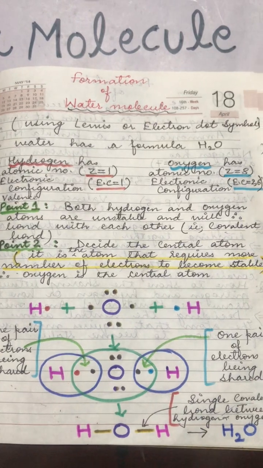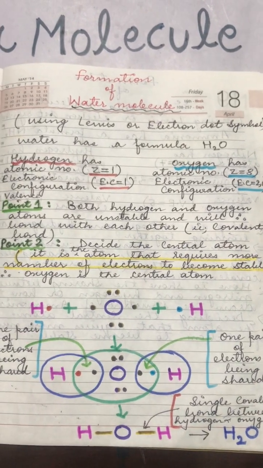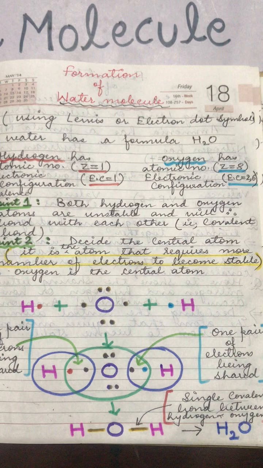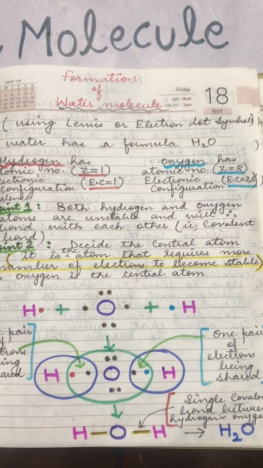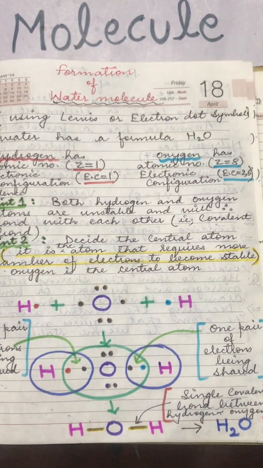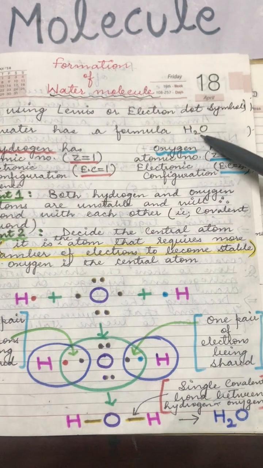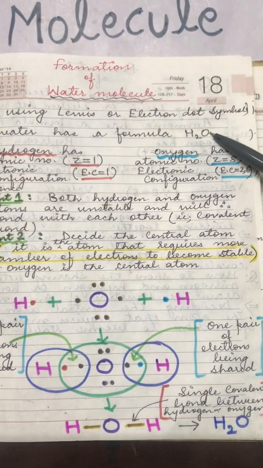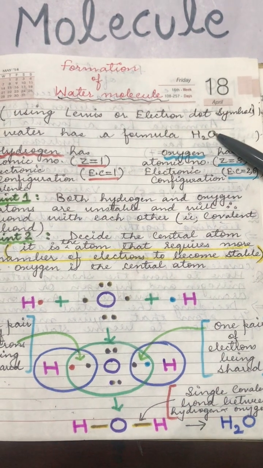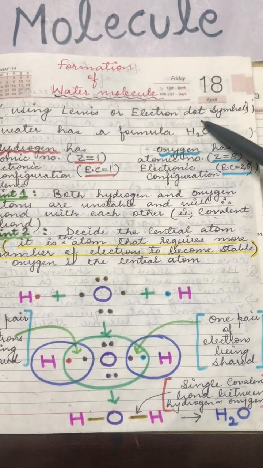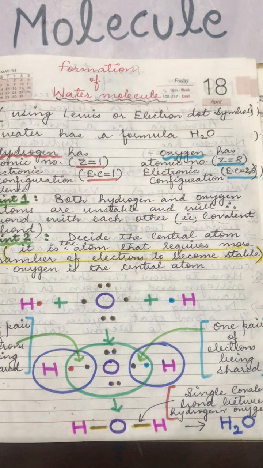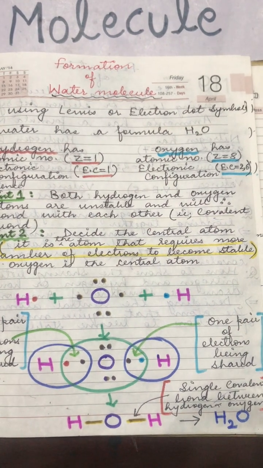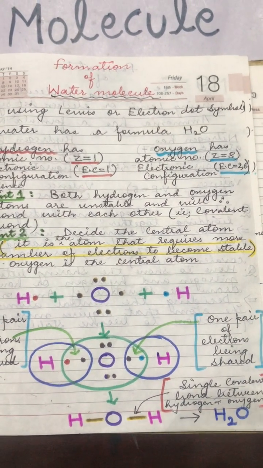So let us understand the formation of the water molecule using Lewis or electron dot symbols. Now, as you all know, the formula for water is H2O. That is, there are two atoms of hydrogen and one atom of oxygen in the formula of water. But how is this formula actually formed? That is, how is the molecule of water formed? Let us try to understand this.